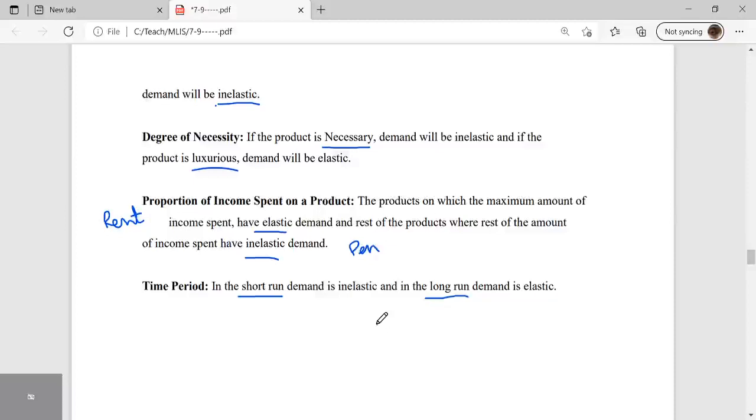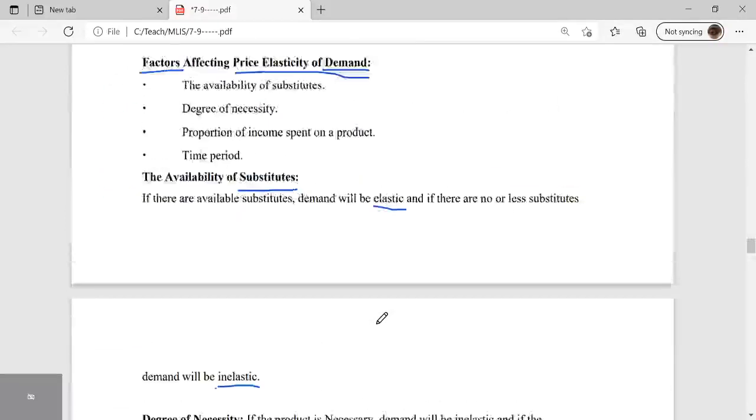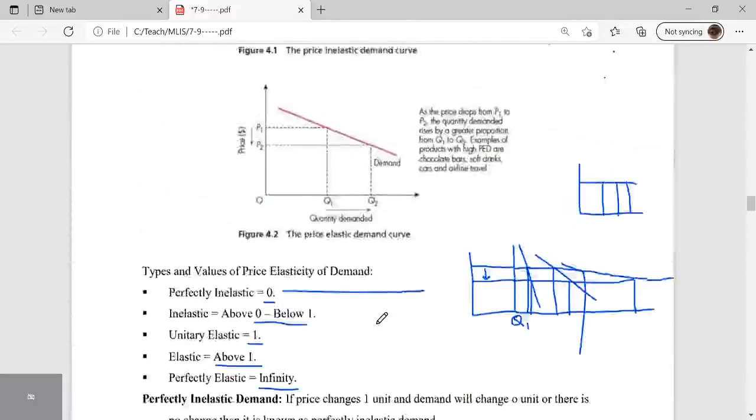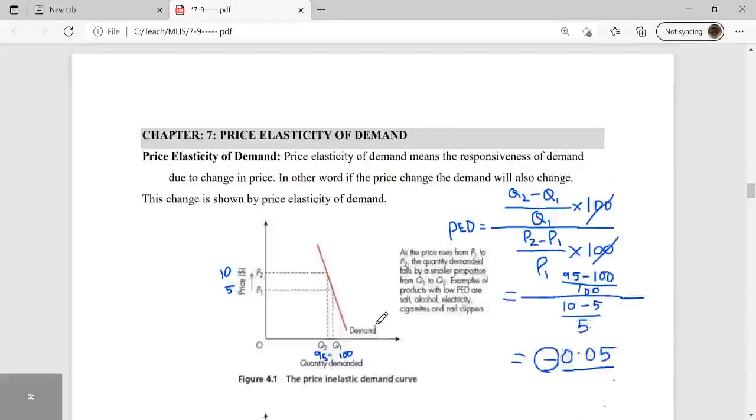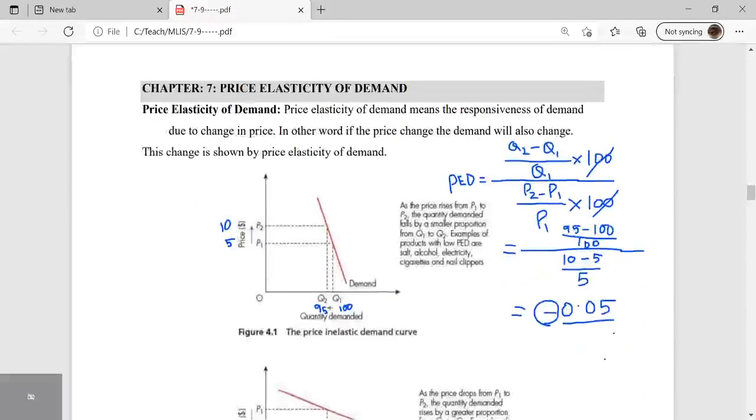So that's all from this chapter. This is a very important chapter. Go through this chapter. If you're facing any problem, please let me know.